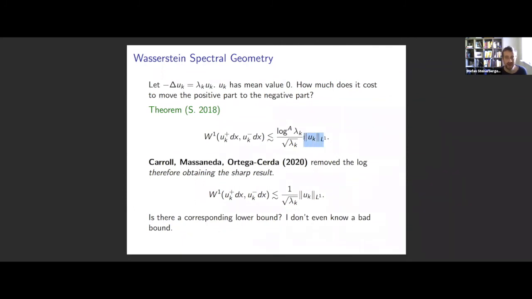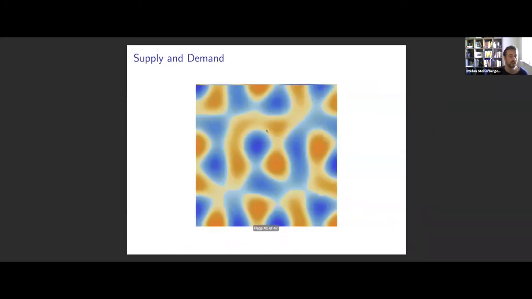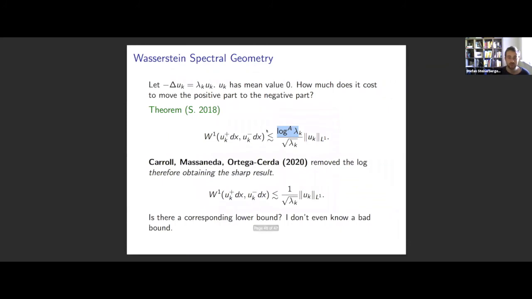It's the amount of mass that needs to be transported times the wavelength. Because you assume that next to every big positive part, there should be a negative part nearby, and then the transport should be cheap. It should be exactly 1 wavelength in length. And then again, in this beautiful paper, the log here was removed as well. It's the same log actually. So the log was removed. So this is a sharp upper bound.